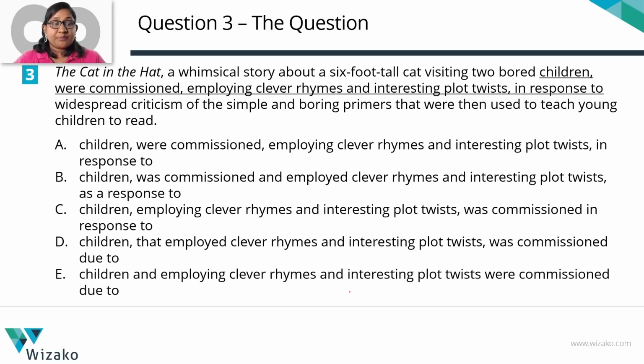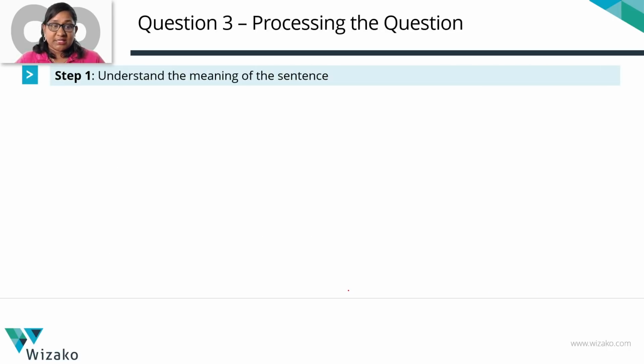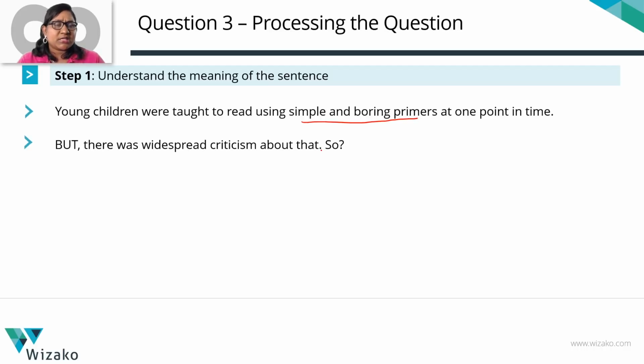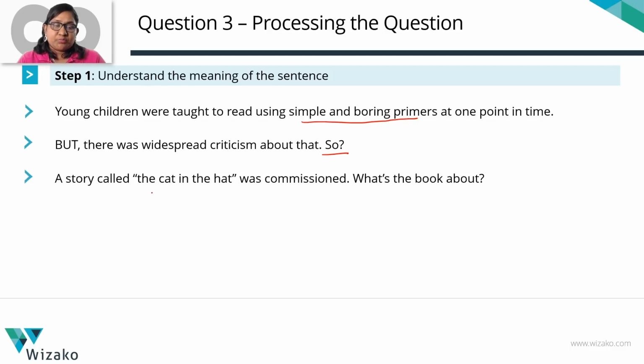So what's our first step? We're going to understand the sentence. Let's understand the meaning of the sentence. What are we talking about? We're talking about a time period when children were taught to read using simple and boring primers. Because the children were being taught to read using boring primers, there was lots of criticism about it. And so what did they decide to do because there was criticism? They decided that a book called The Cat in the Hat should be commissioned.